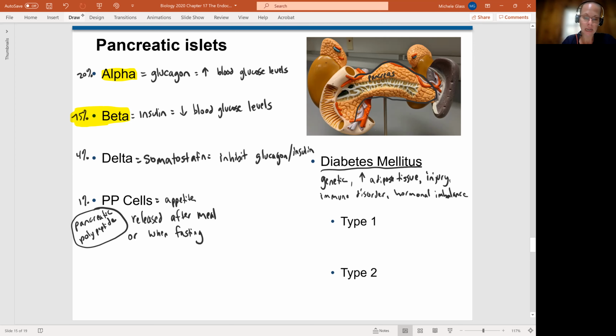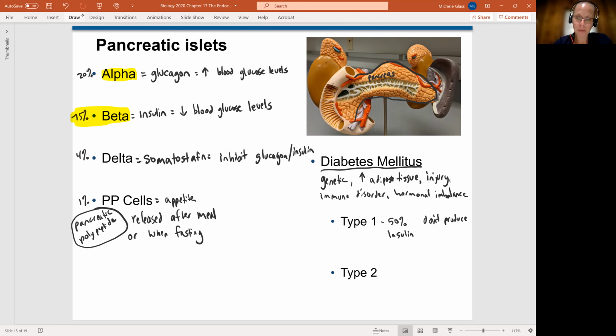Now, there's two different types. We call it type 1 and type 2. With type 1, this is roughly 50% of the population who have diabetes mellitus, and in this case, they don't produce insulin. And so these are the individuals who are insulin dependent. This used to be referred to as juvenile diabetes, but it can arise in our young adulthood as well.